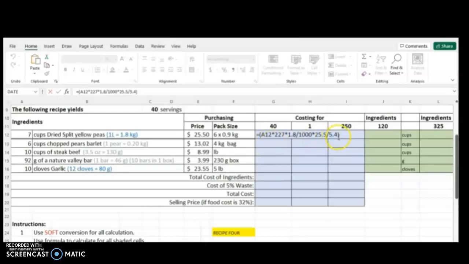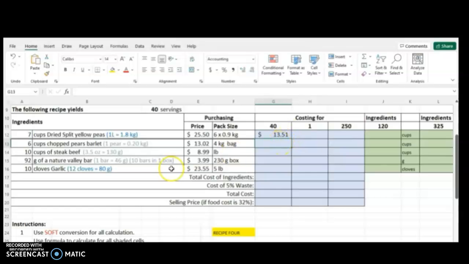Put it in. This is what my equation looks like. 7 times 227 times 1.8 divided by 1000 times 2550. Sorry, forgot the 0. Divided by 5.4, and when I press enter, we got 1351. Okay, let's move on to the next one.